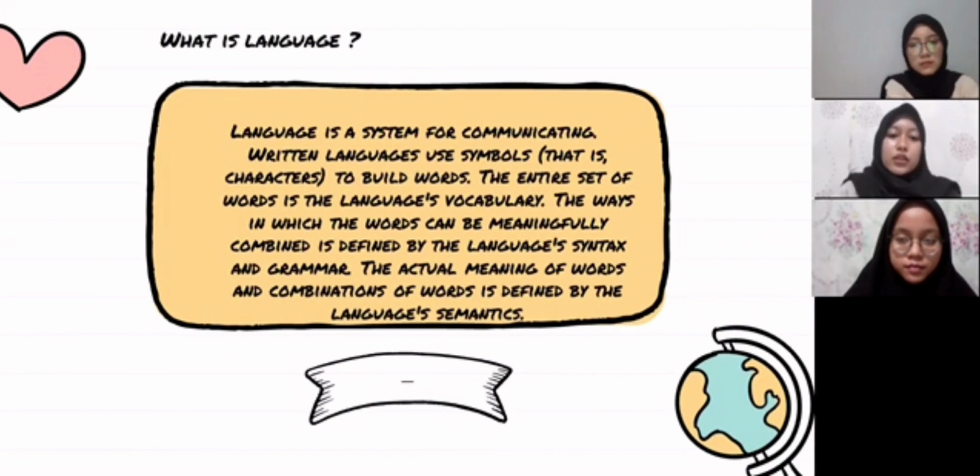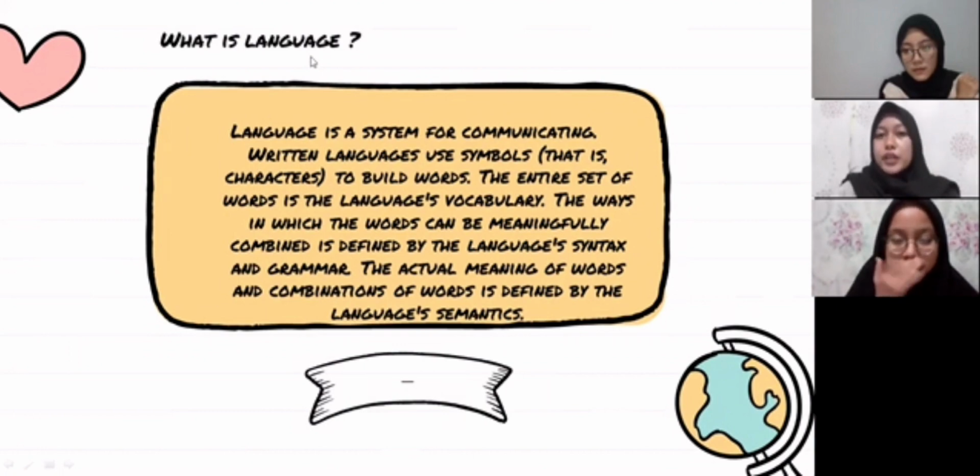Written languages use symbols, that is, characters, to build words. For instance, humans communicate not just through language, but through such means as gesture, art, dress, and music. Although some argue that higher primates such as chimpanzees possess an equivalent of human language, most animals have their own systems of communication. Dogs exhibit submission by lowering their heads and tails.